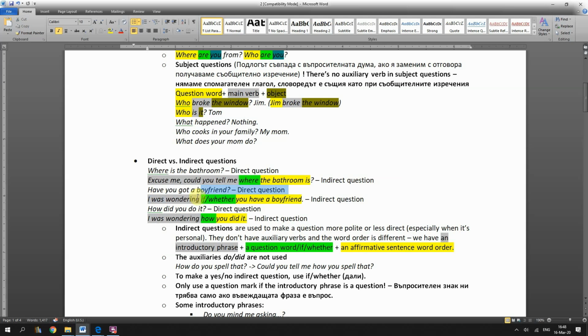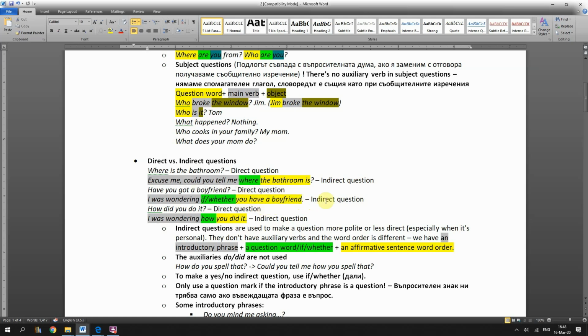So again, we have an introductory phrase. I was wondering. After that, if or whether. And then again, this is not a question. This is a statement. You have a boyfriend. Отново самия ни въпрос вече не е в формата за въпрос, а е във формата за съобщително изречение.